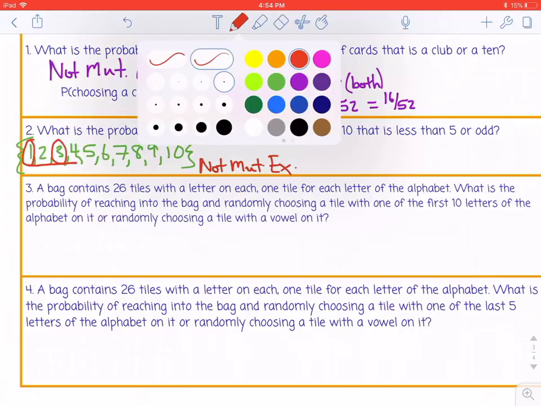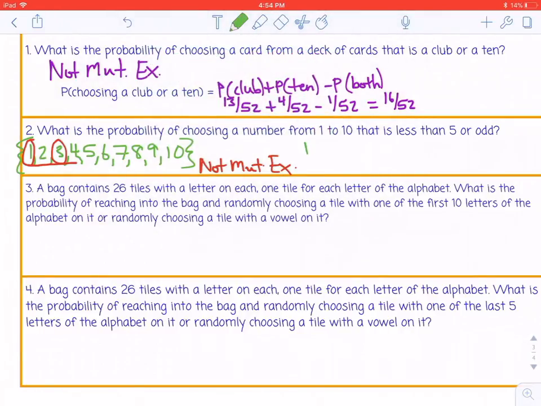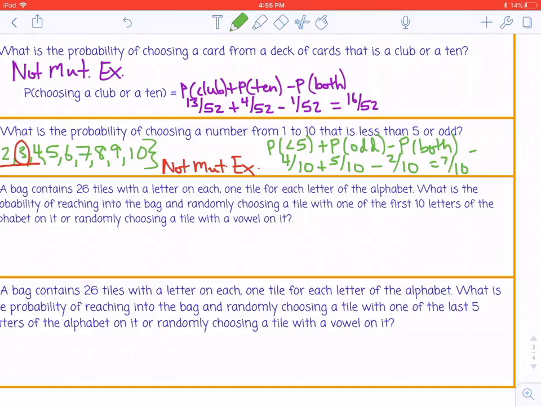So we would need to use that same formula we did in example 1. We need to say the probability of less than 5 plus the probability of odd minus the probability that it is both. All right. The probability it is less than 5 is 4 out of 10 numbers. The probability it's odd is 5 out of 10. And then there were 2 numbers that fit both categories out of the 10 numbers. So 4 plus 5 minus 2 would be 7 out of 10, which would equal 70% if we needed it.